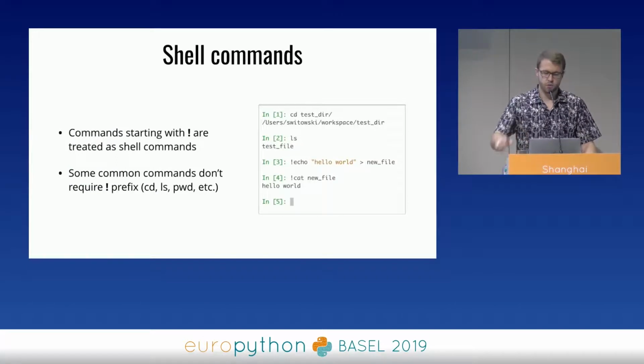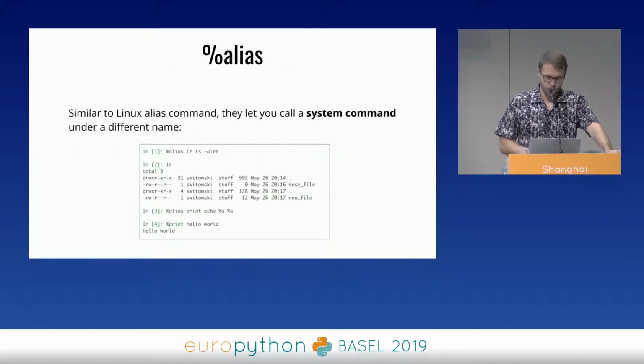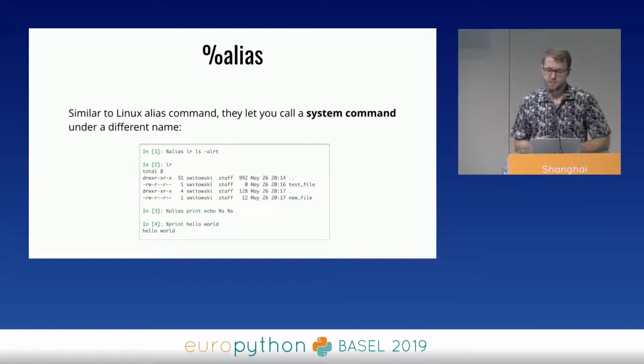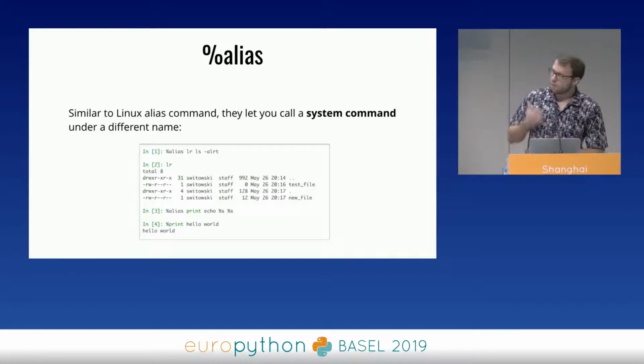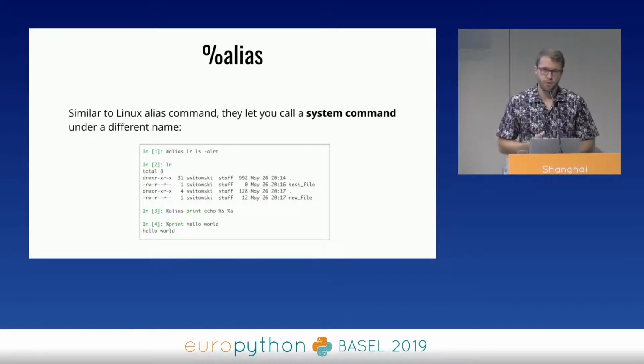So what else can you do with IPython? You can, for example, run shell commands. Any command that is starting with an exclamation mark is treated as a shell command. And some of the most common ones, like cd or ls, can work even without the exclamation mark. You can create aliases. Aliases in IPython are basically the same thing as aliases in Linux. They let you call a system command under a different name. And in IPython, they can also accept positional parameters.